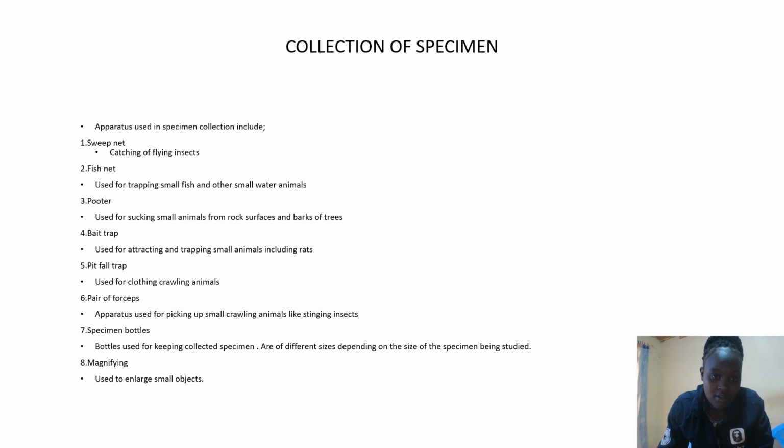The pitfall trap. The pitfall trap is used for collecting crawling animals. This is put underground, so that as the animals crawl and move, they are able to fall into the pitfall, into the pitfall bucket, and after the organism has entered, it will be able to be collected.